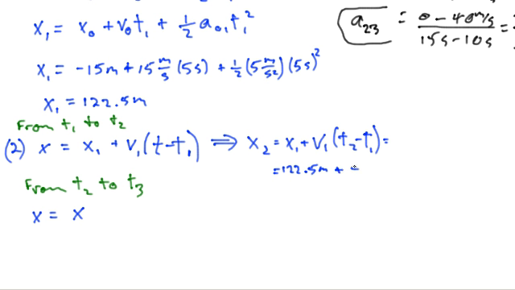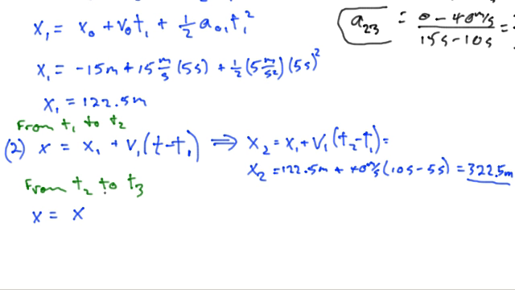plus v1 is 40 meters per second times t2 is 10 seconds minus t1, which is 5 seconds. So x2 is 322.5 meters. Alrighty. This is x2.